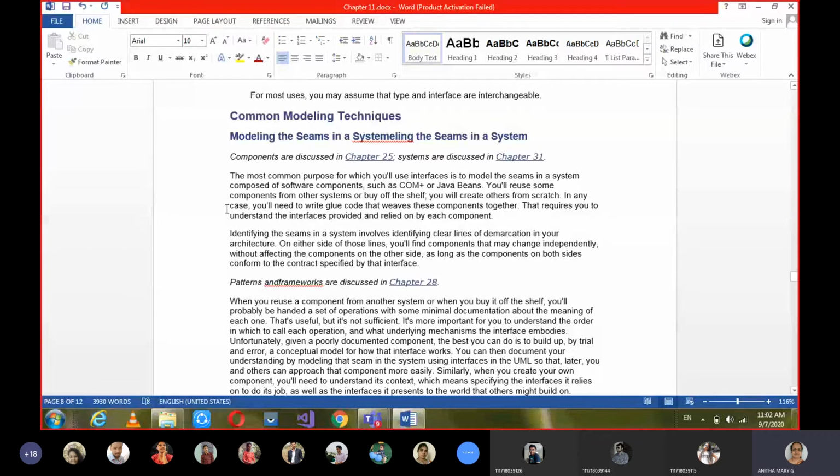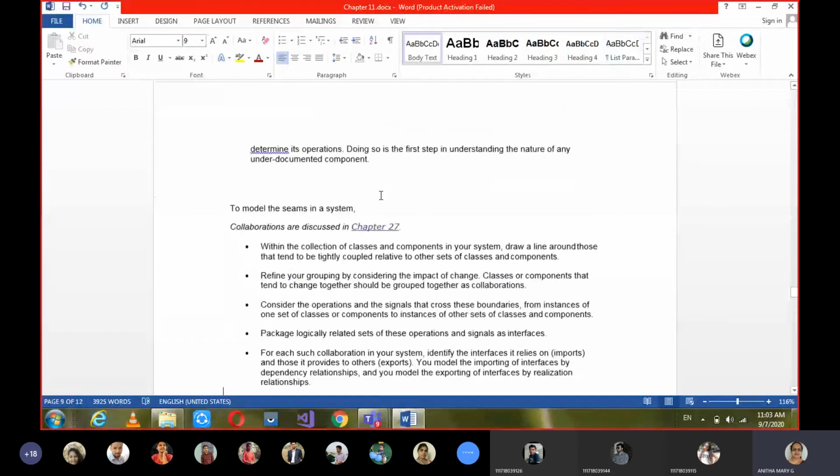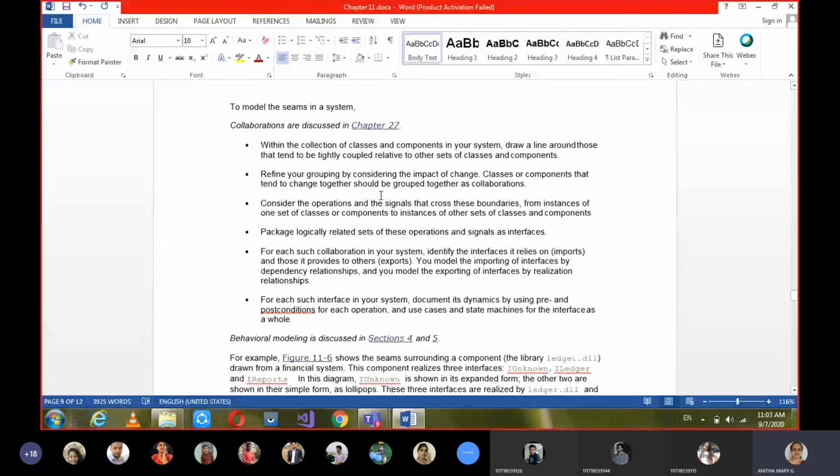So moving on to the second part of this chapter, that is common modeling techniques. And in common modeling techniques we have two here. So moving on to the first one: modeling the seams in a system. See, seams here is nothing but the surrounding of a component. What is the environment of the component? Those are the details we are going to study. Let's see this with respect to an example.